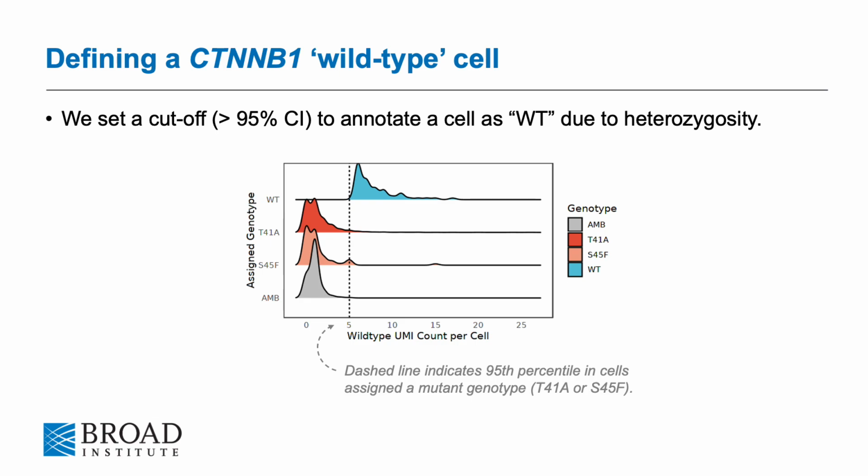Of course, since beta-catenin mutations are heterozygous and given the typically low depth of sequencing in single-cell experiments, it's impossible to be 100% certain that a cell is not a beta-catenin mutant cell if we do not see any mutant alleles assigned to its unique barcode. We therefore defined a 95% confidence interval using cells that we could label as mutant, and cells that didn't cross the threshold are labeled as ambiguous.